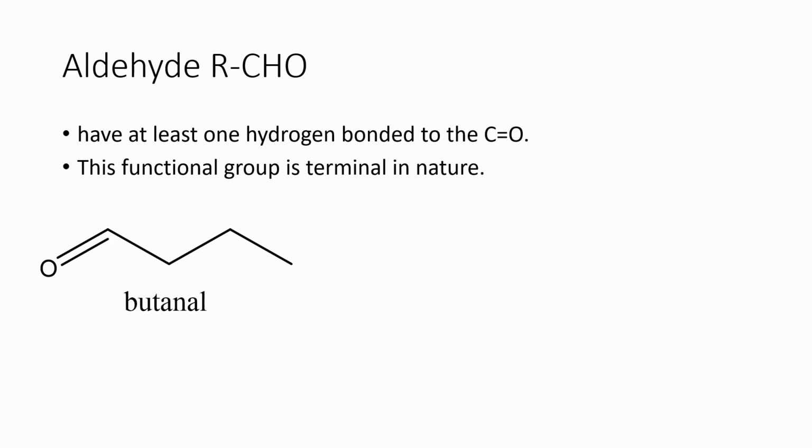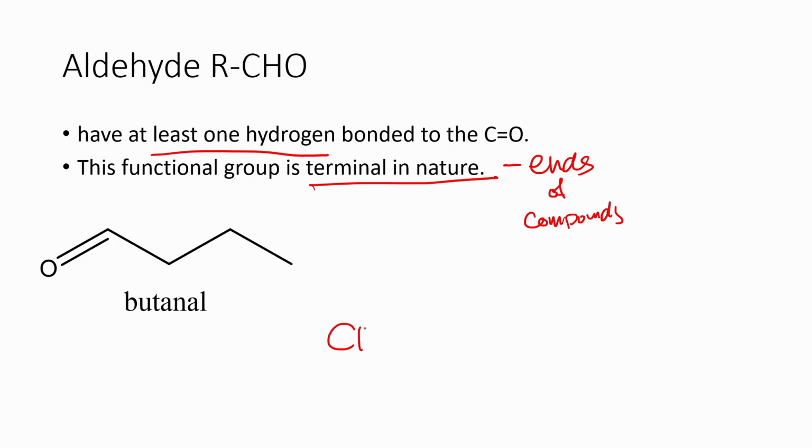The functional group is terminal in nature, meaning it is found in the ends of compounds. You cannot find it in between or in the middle of the structure because it is needed to have at least one hydrogen bonded to the carbonyl group. So the simplest one is CH3, which is our R, C double bond O, and hydrogen as the final substituent. This is your aldehyde.